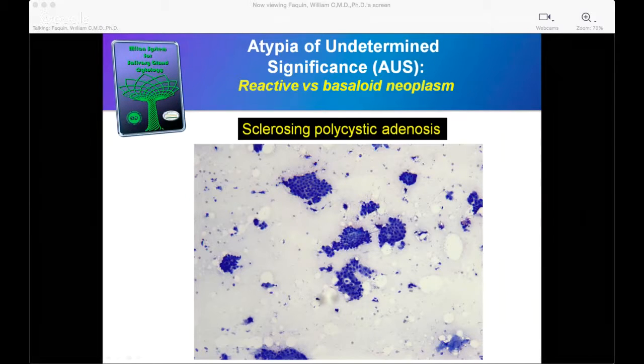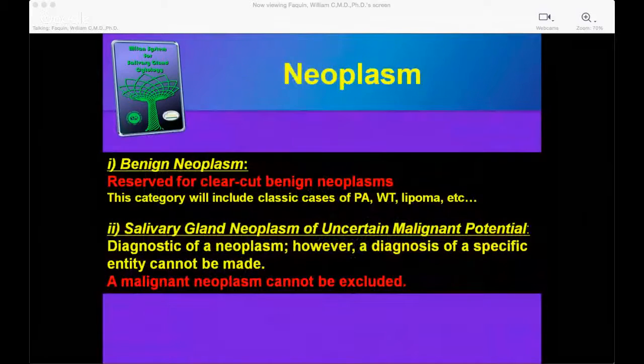So it's really not clear from this aspirate, am I dealing with some kind of reactive process, or is it a true neoplasm? And so this is a sort of aspirate where you might put it into the AUS category. And again, it's going to be open to a little bit of subjective interpretation of where you want to place that FNA into which category in the Milan system.